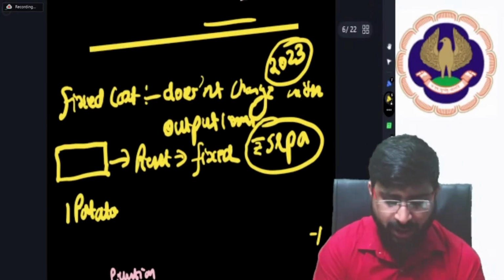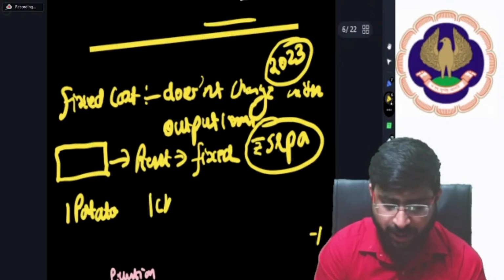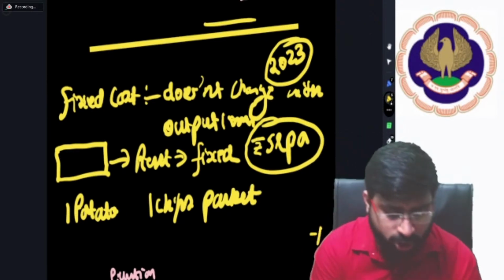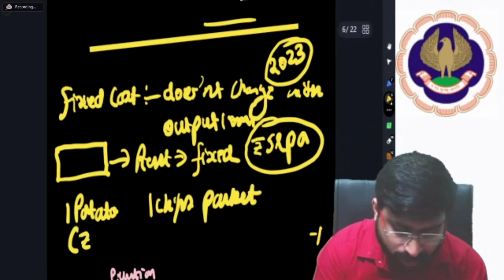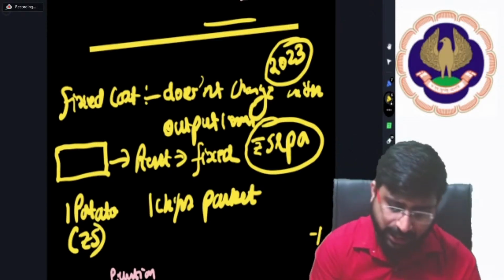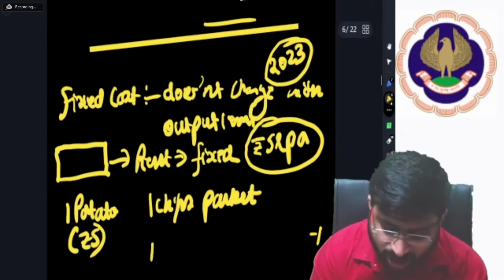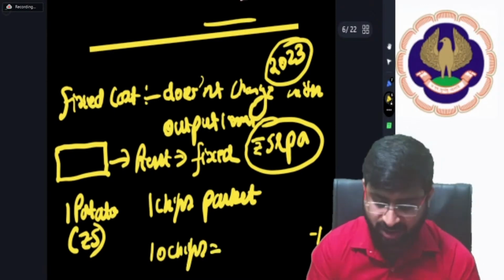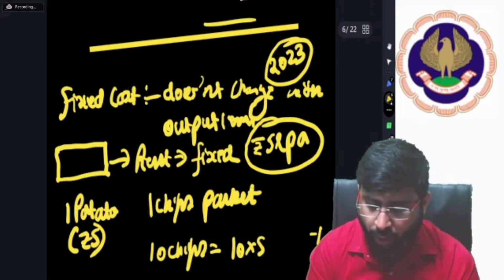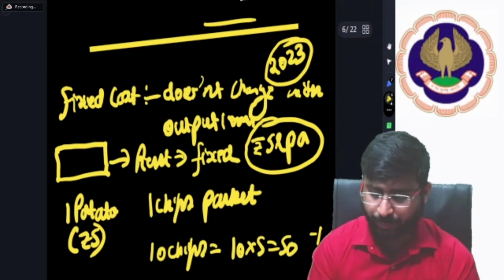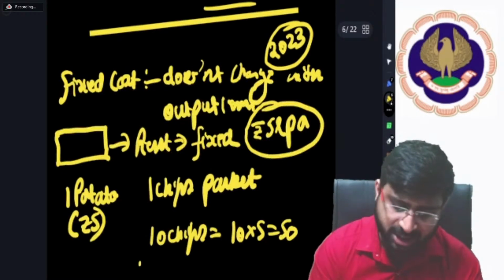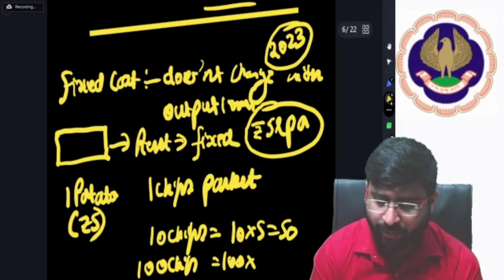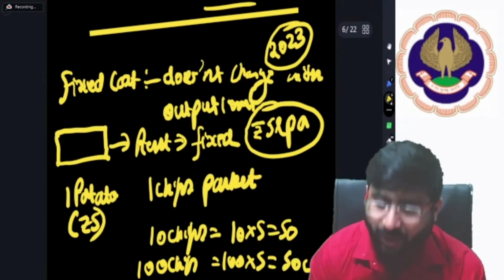But see, now suppose 1 potato is used in making 1 chips packet. Now, the cost of 1 potato is, let's say, rupees 5. So now, guys, if we manufacture 10 chips, how much cost is incurred for potato? You will tell me, sir, 10 into 5, 50 rupees. If it is 100 chips, then obviously 100 into 5, because you will have to buy 100 potatoes, so 500 rupees.